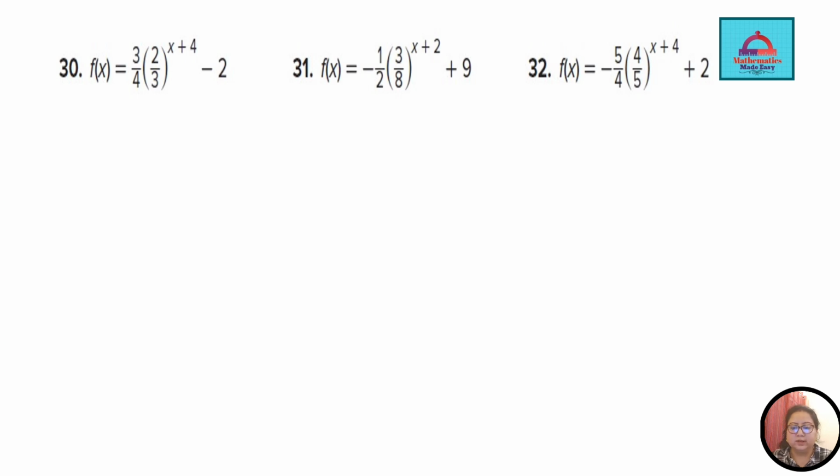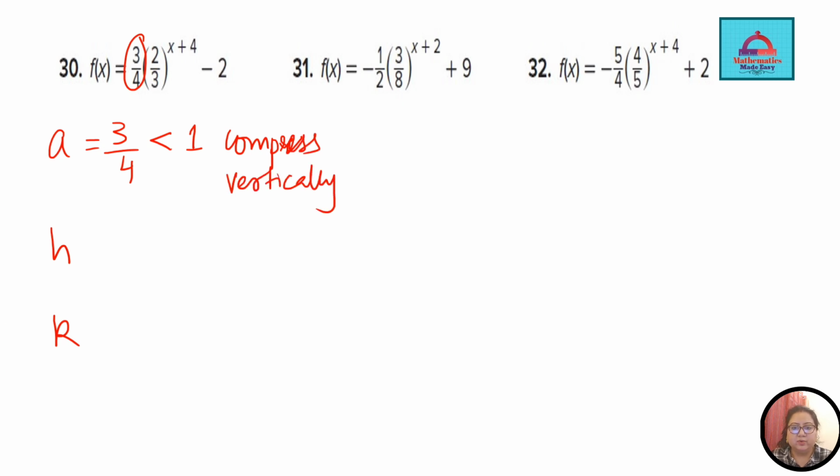And now I will go a little fast because I hope you've understood how to identify A, H and K. So A is how much? 3/4. Is it less than 1 or more than 1? Less than 1. So if it is less than 1, we are going to compress vertically.